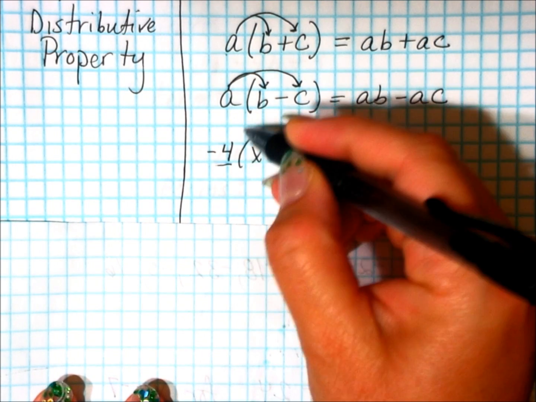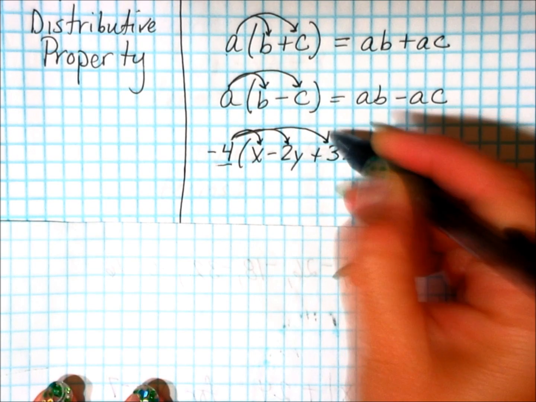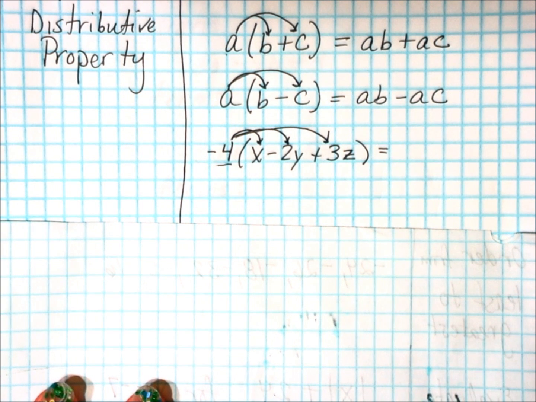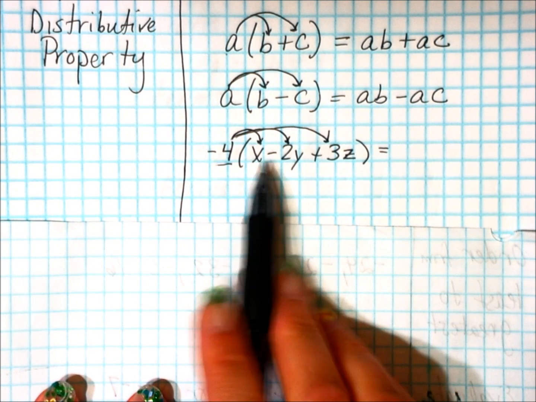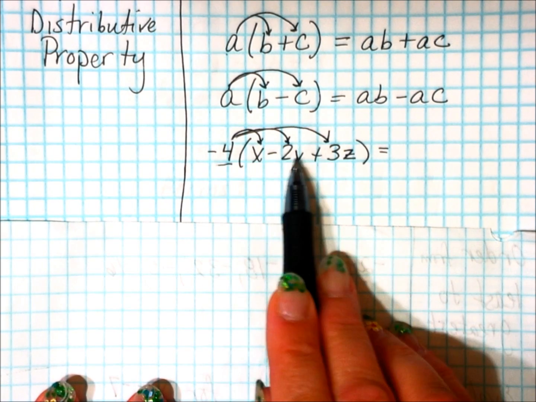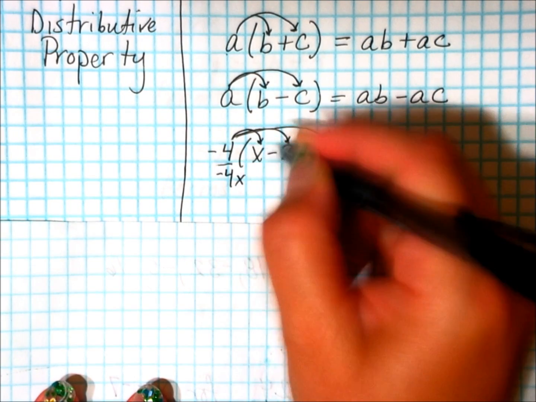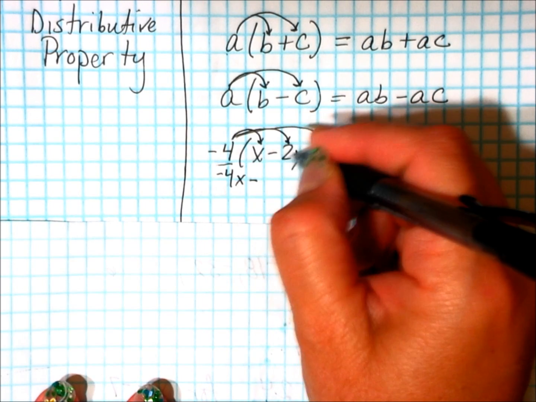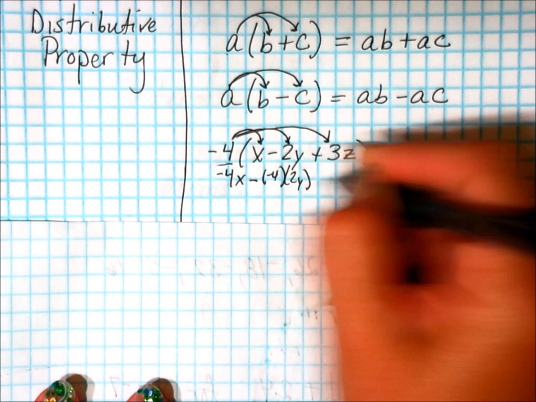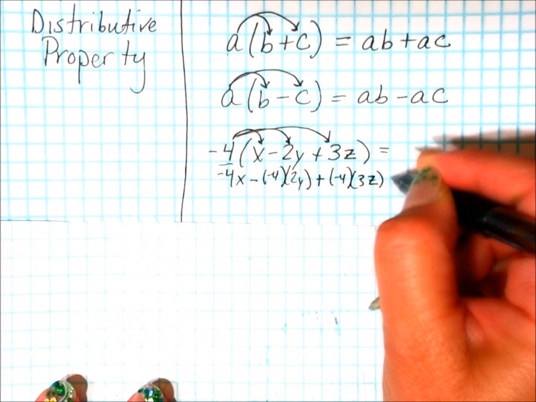This is a -4. I'm going to distribute it to everything inside the parentheses. We're looking at the terms. Remember, and we haven't talked about terms yet in this class, but I know you talked about it in 7th grade, a term is separated by a positive or a negative. So it's this times the first term, this times the second term, this times the third term. So we have -4 times x minus, okay, the minus right here, -4 times 2y plus -4 times 3z equals.